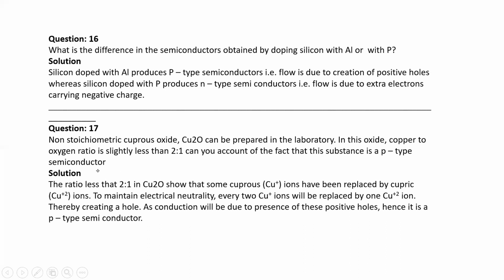The ratio less than 2:1 in copper shows that some cuprous ions have been replaced by cupric ions. Copper ion Cu+ has been replaced by Cu2+ ions. Very, very important. To maintain electrical neutrality, every 2 Cu+ ions will be replaced by 1 Cu2+ ion. This is only a metal deficiency defect, thereby creating a hole. As conduction will be due to the presence of these positive holes, it is a P-type semiconductor. So this is the explanation. I hope it is clear. So due to the creation of a hole, it forms a P-type semiconductor. P-type means positive and N-type means negative.